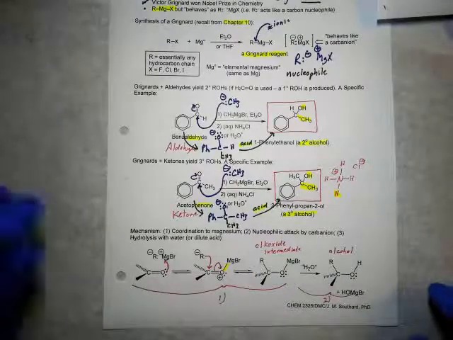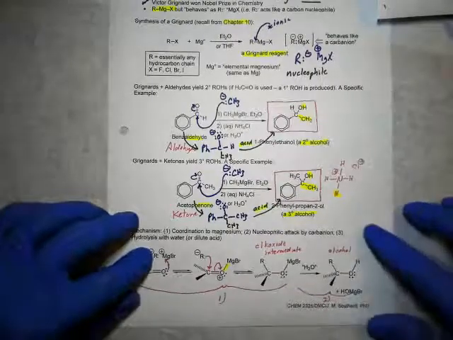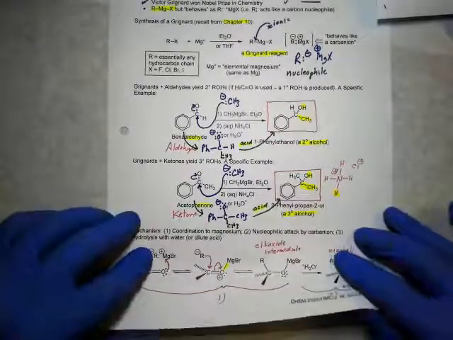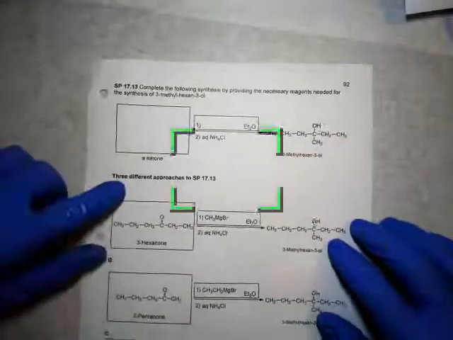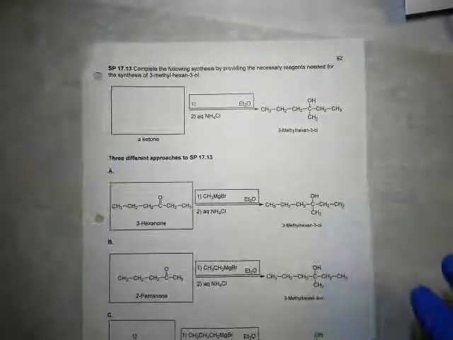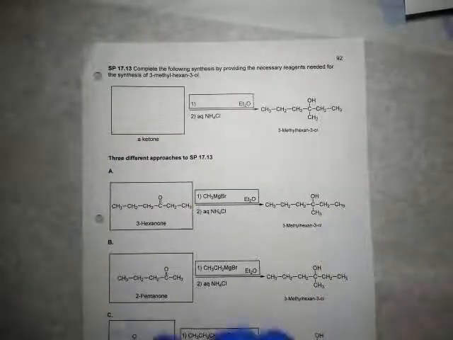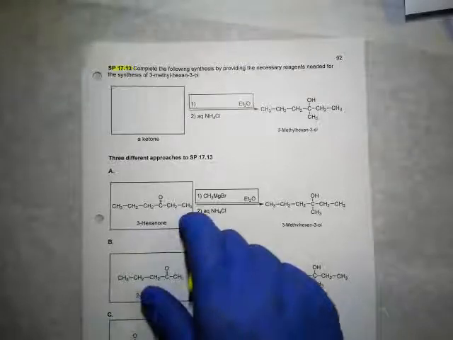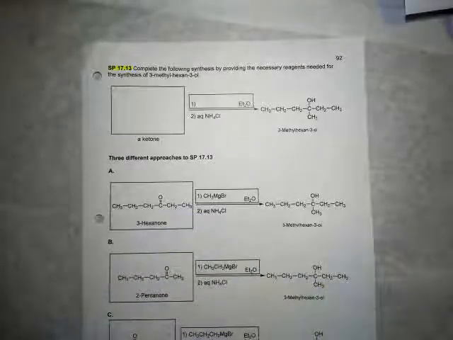for how it worked. Okay, now that we have a pretty good glance at how the Grignard reaction works, let's take a look at a few problems associated with the Grignard reaction. I'm going to do that by turning over to page 92. You're going to find this to be very intriguing. Let's take a look at sample problem 17.13.